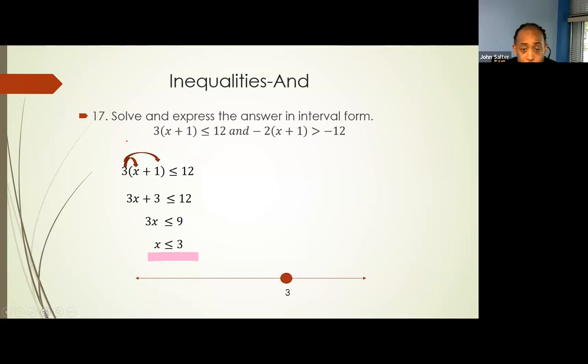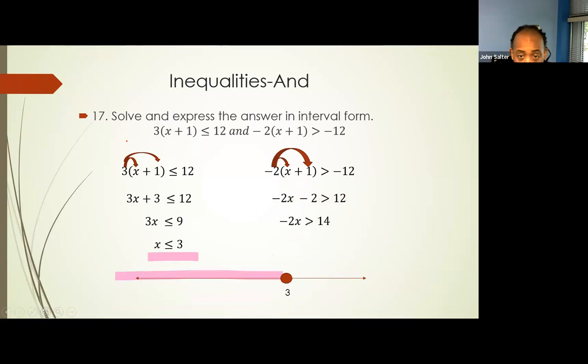So there's 3. There's my dot, and it's filled in because it's or equal to. It's going, x is less than that. It's going to the left, where all the values less than 3 are. All right, looking at the other side, -2 times x plus 1 is greater than -12. All right, distribute again. I get -2x minus 2 greater than 12.